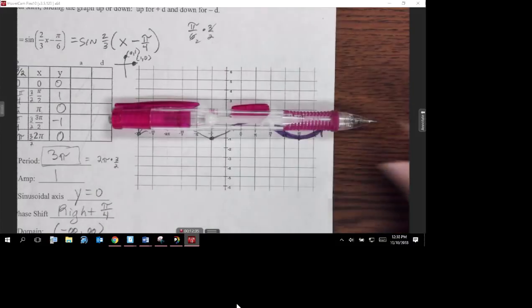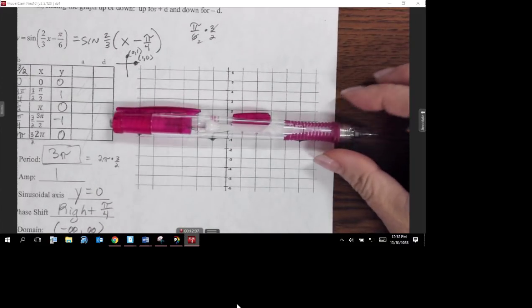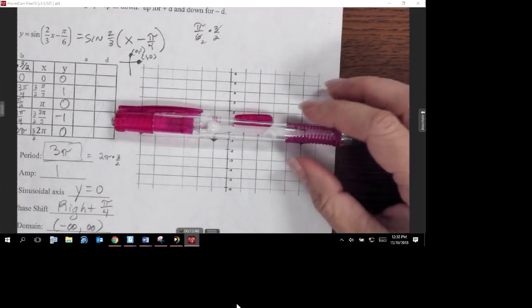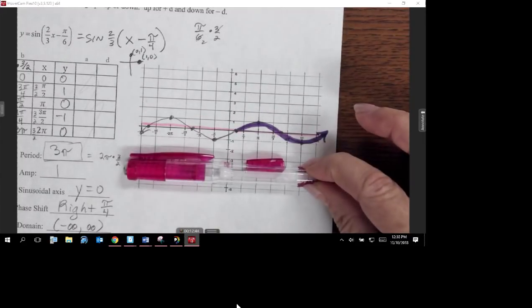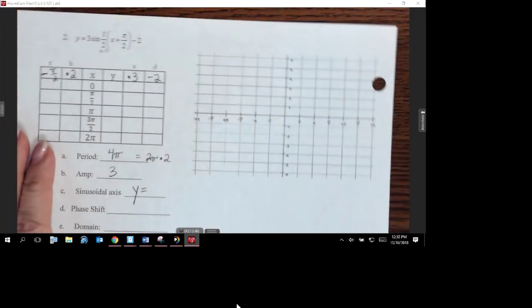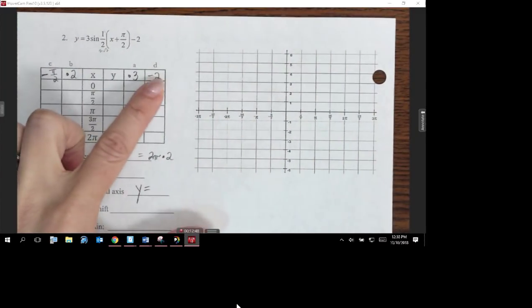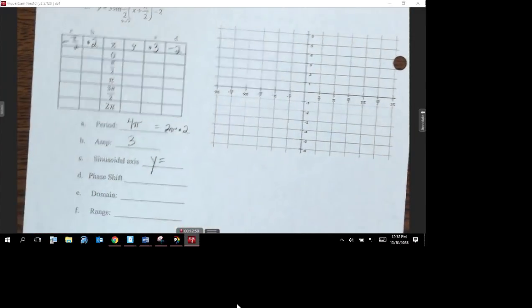How would the sinusoidal axis possibly be somewhere else? If I go up or down, a vertical translation, it's going to move it up or down. Do we have one? Yeah. So where? It's going to be y equals -2.